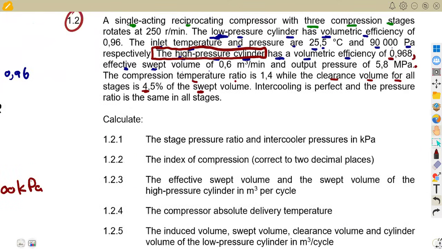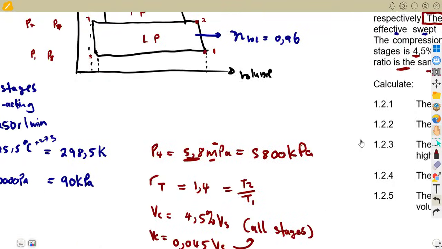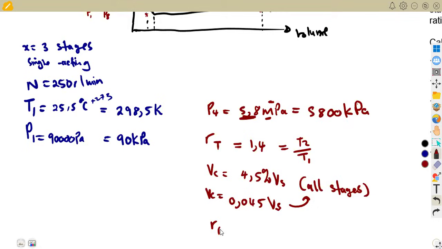All right, then they are saying here, intercooling is perfect and the pressure ratio is the same in all stages. So if the intercooling is perfect, what does it mean? These are conditions for minimum work done or maximum efficiency. If the intercooling is perfect, it means at those conditions, the work done is minimum and we have maximum efficiency. And we're given that the pressure ratio is the same. So let us just write here, RPS, which is our pressure ratio, is the same.